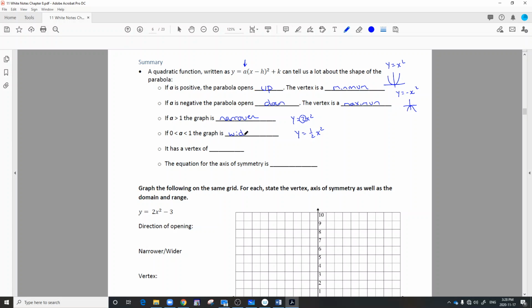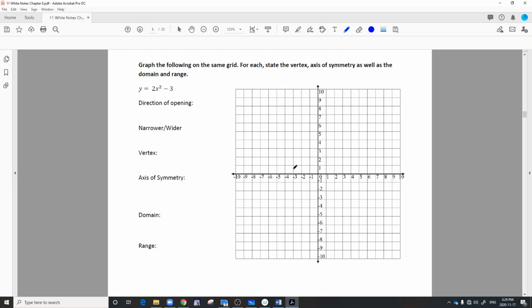The vertex, as we saw in the last video, is always that h value, so that shift left and right, and then your k value, that shift up and down. And the equation for the axis of symmetry is always x equals h. It's the h value of the vertex. So now what we can do is I can throw every transformation at you in a question. Generally there's like 2 transformations, but sometimes there's 3. Okay, so we're going to try a bunch of them.